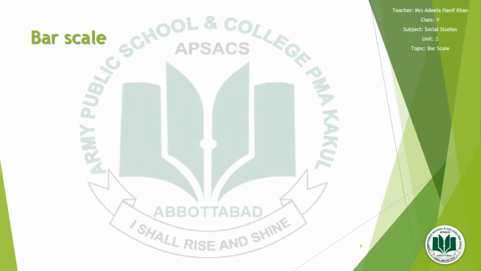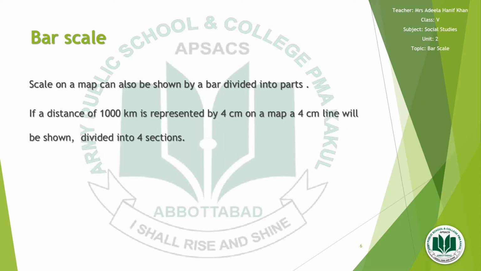Bar scale. Scale on a map can also be shown by a bar divided into equal parts. If a distance of 1000 kilometers is represented by 4 centimeters on the map, a 4 centimeter line will be shown divided into 4 sections.